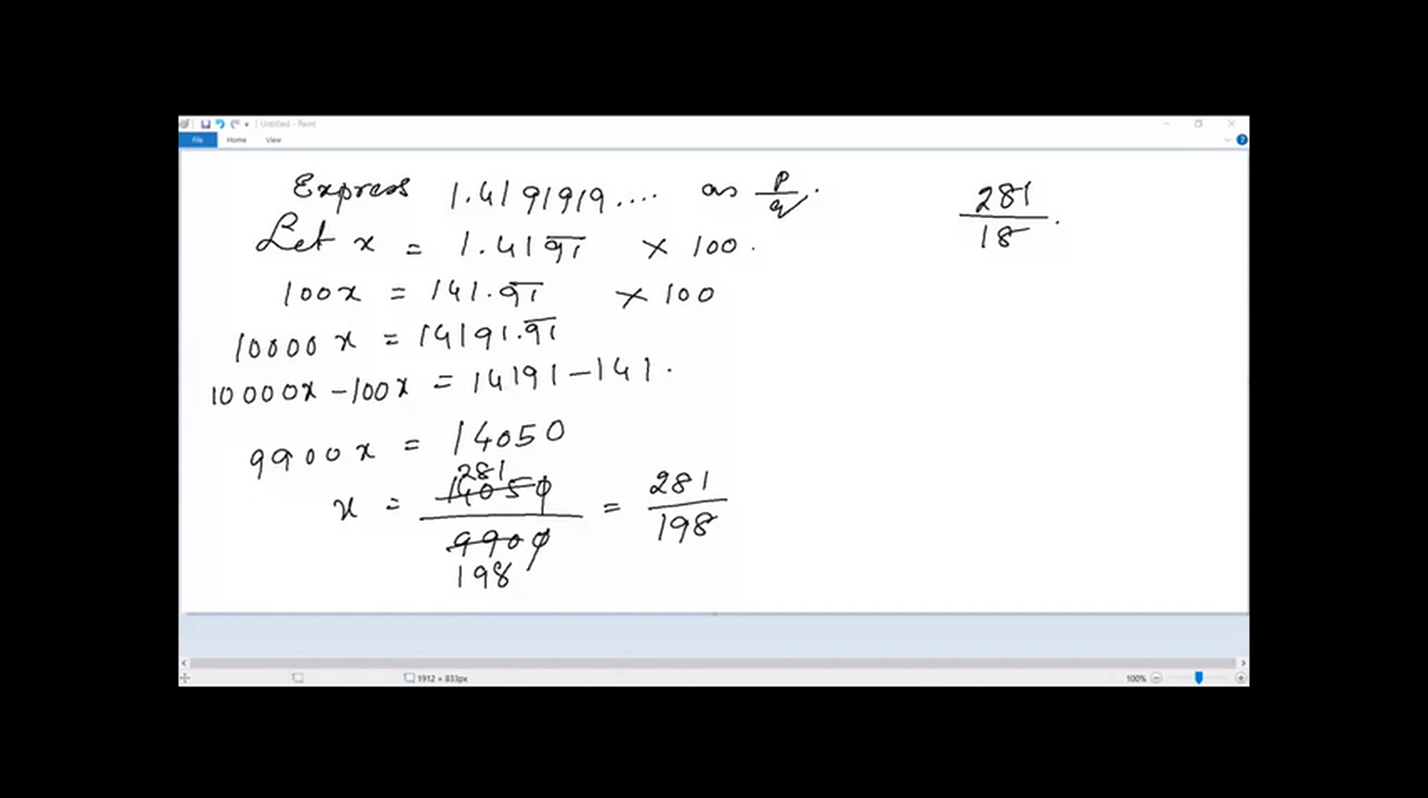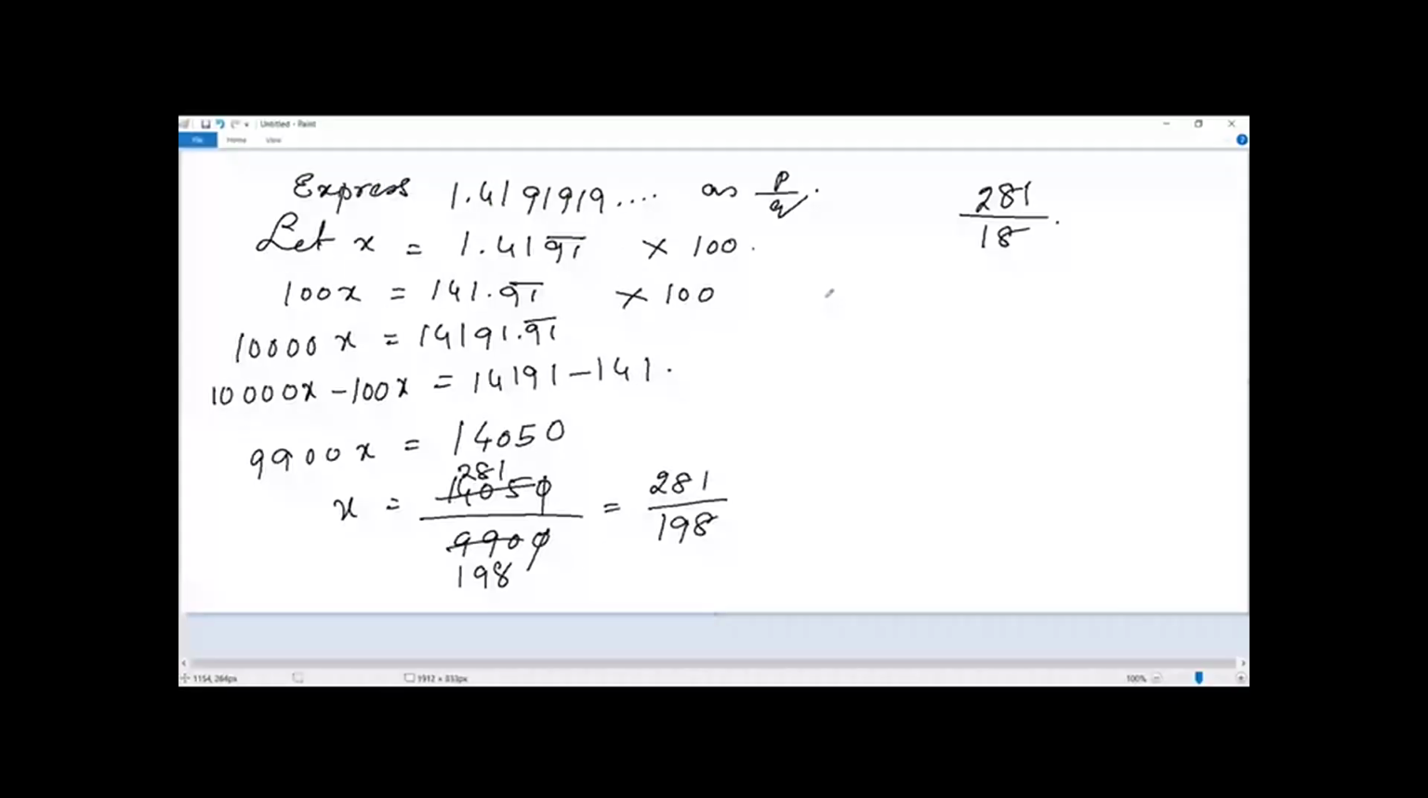No, this is the only way. See, our sir had told. Tell me what is the simple way. Tell me how to solve in a simple way. That whole number minus not repeated number, ma'am. 141. So whole number here, 14191, ma'am.